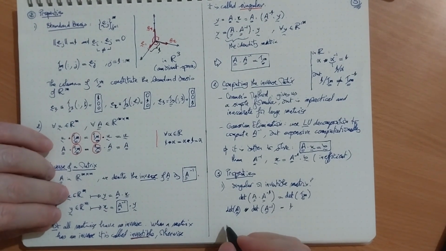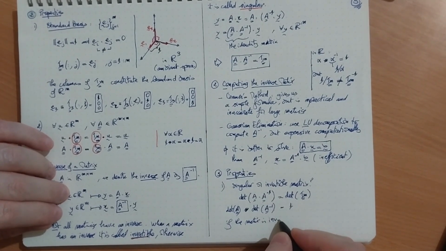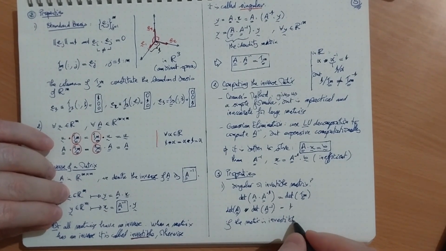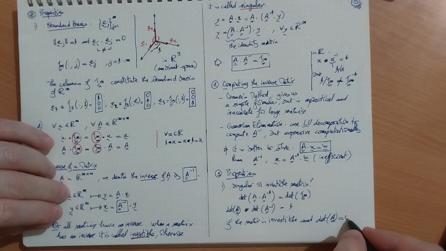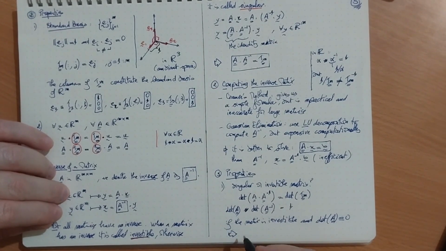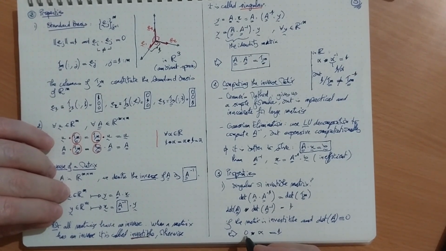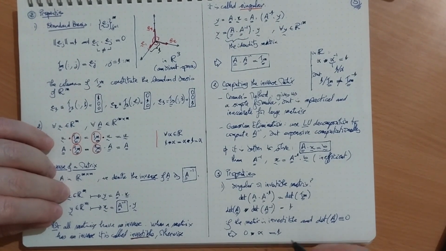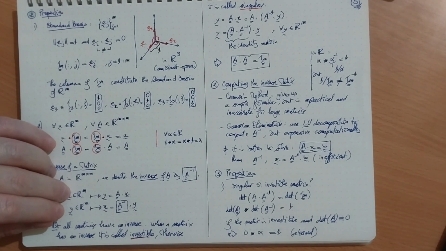So if the matrix is invertible, and its determinant is equal to zero, what do we get? We get zero times a number equal one. This is absurd, because this is zero and this one. Whatever, any real number, you multiply it by zero, you get zero, not one. So this is absurd, illogical. And what does that imply? It implies if the matrix is invertible, then the determinant is different from zero.